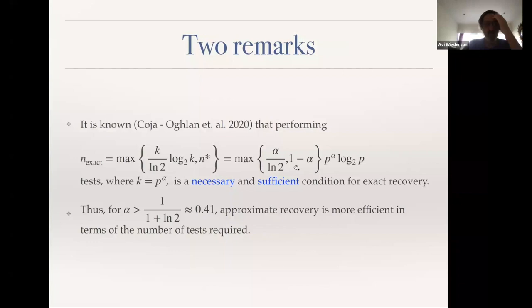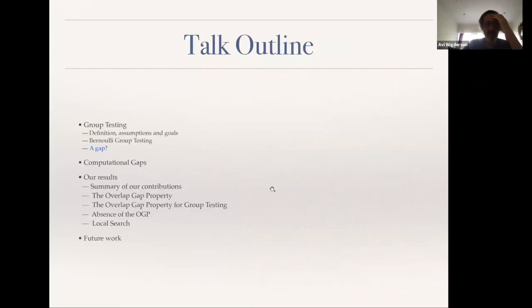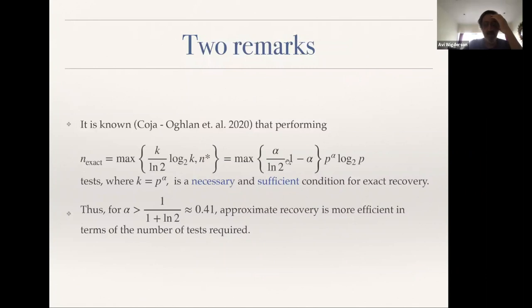I see. So it will be an additive constant. A constant times k. Yes. It will be some, yeah, if k is bigger, let's say, then if alpha is bigger than a half, let's say, then you will do like a constant times k more than you would otherwise.